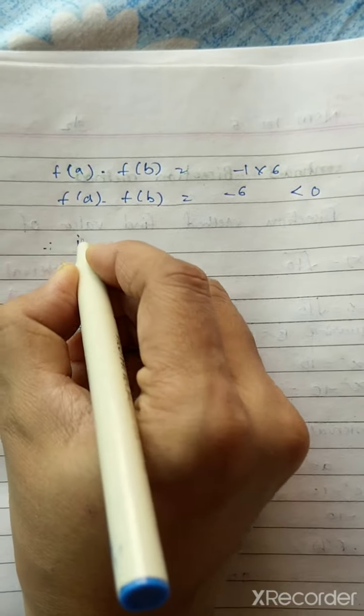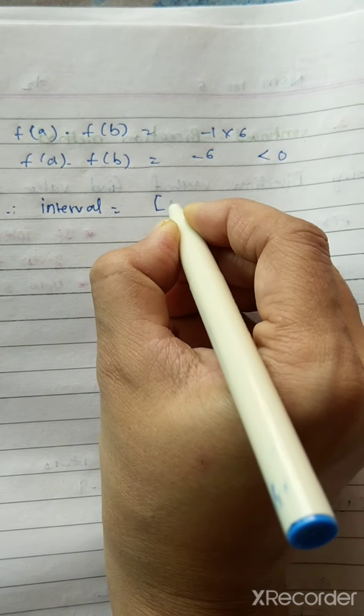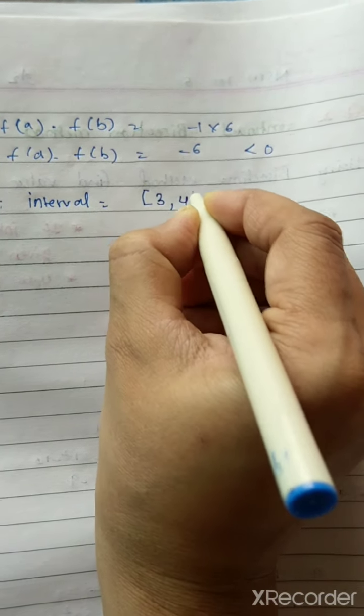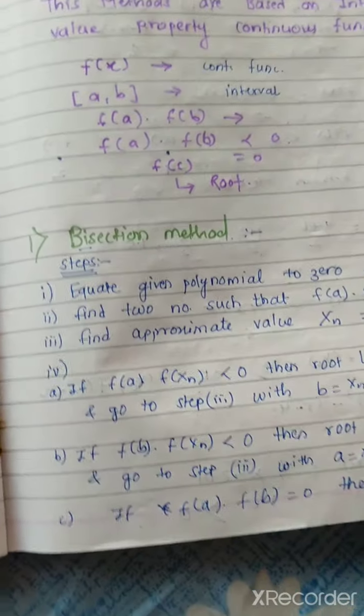So therefore the interval is a is equal to 3 and b is equal to 4. Now we have found the values a and b such that f of a into f of b is less than 0. So the second step is done.